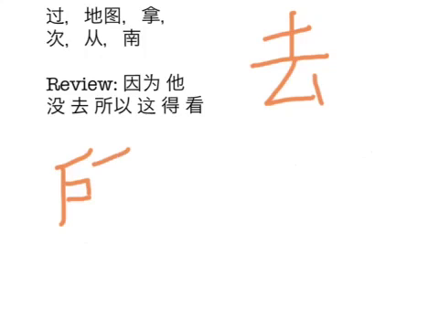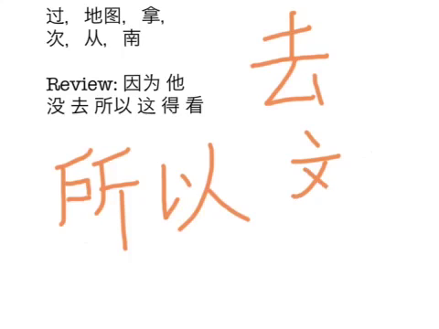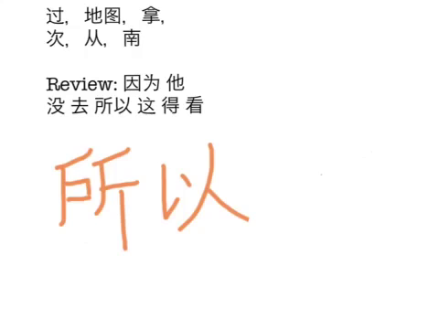所以 kind of goes together with that 因为. 因为所以 pattern. So whenever you use an 因为, you're probably going to find a 所以 in the sentence. Then we have, once again, 这. And then our last two, we can erase a little spot over here to write in our last two reviews, 得 and 看.